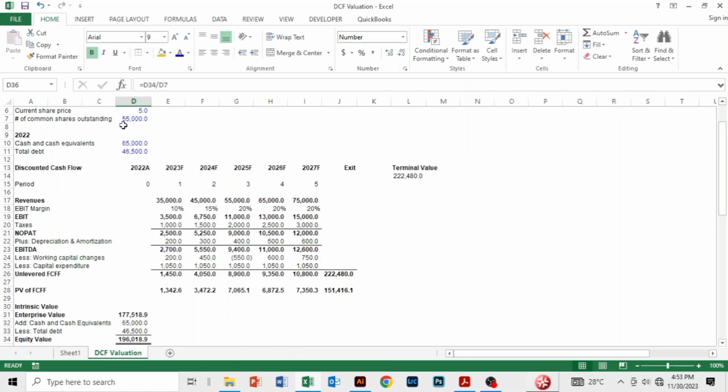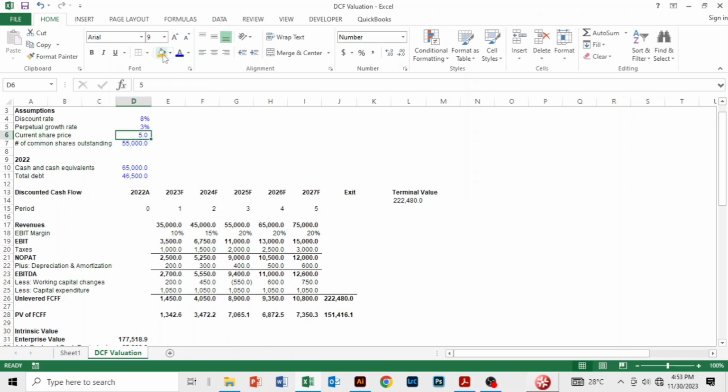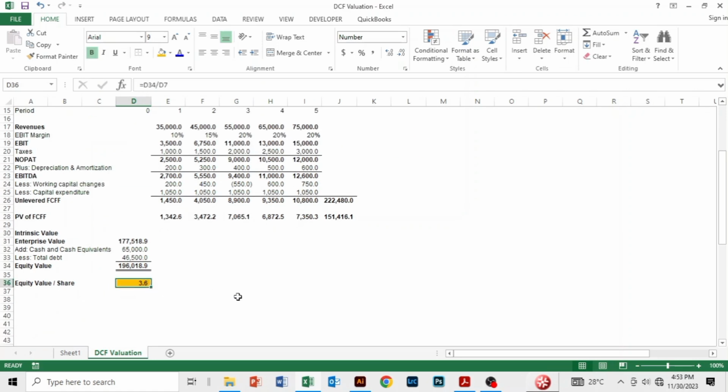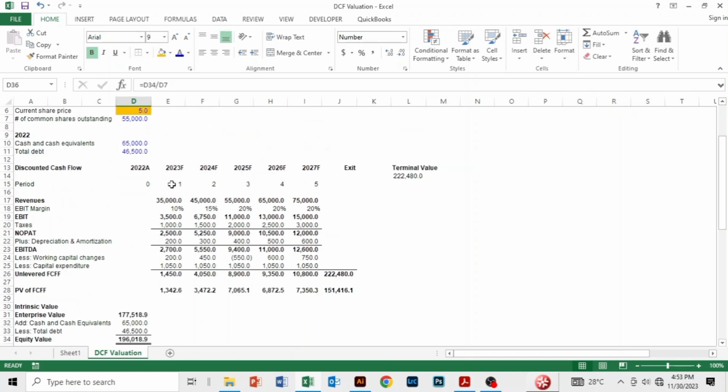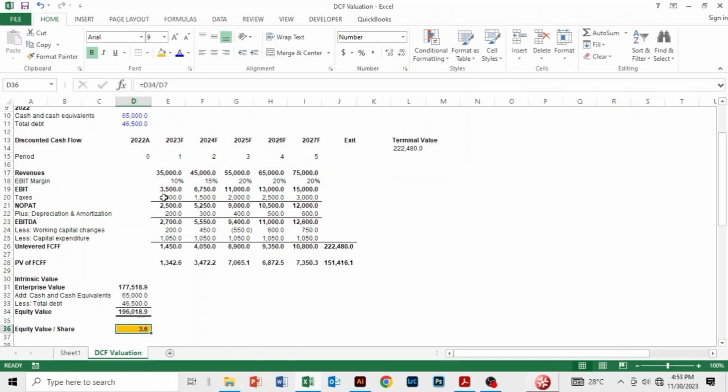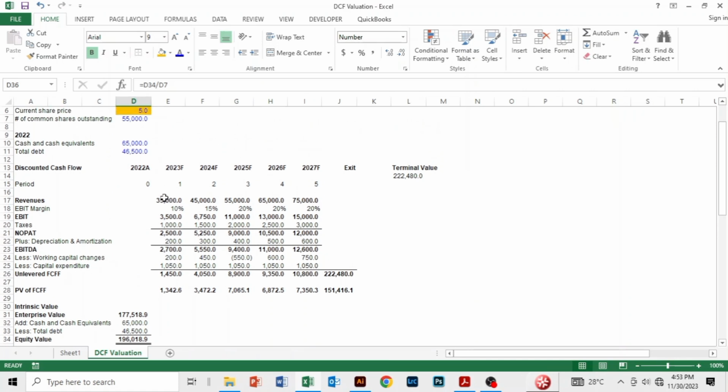So now you can see our current share price here. Our current share price is $5, and then the intrinsic value is $3.60. So this is how much the stock is worth. We can see that in the market right now, the stock is overvalued, because we got the figure which is 3.6 here. So it means the company is overvalued. It doesn't make sense to buy this stock, but it does make sense to sell it if you were holding this stock. That's what it means.